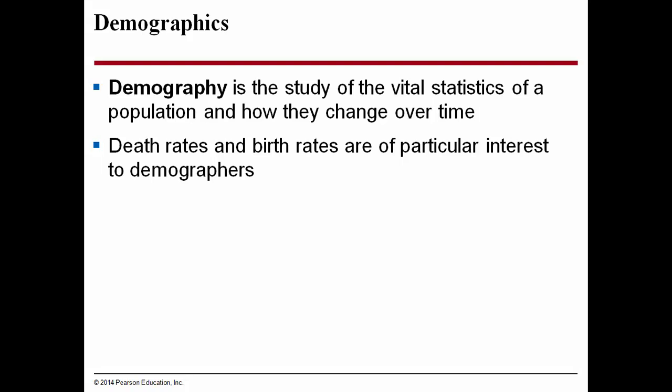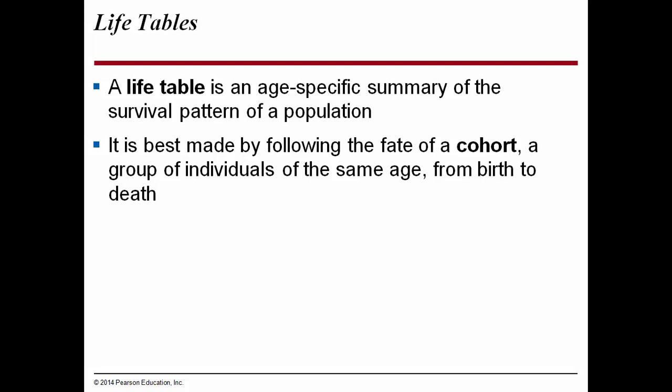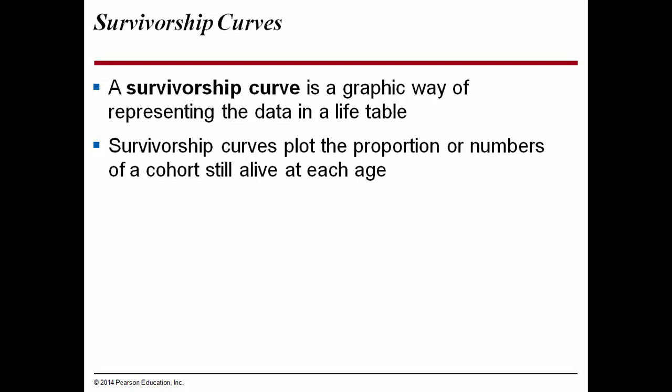Demography is the study of vital statistics of a population and how they change over time. Death rates and birth rates are of particular interest to demographers. A life table is an age-specific summary of the survival pattern of a population. It's best made by following the fate of a cohort, a group of individuals of the same age, from birth to death. A survivorship curve is a graphic way of representing the data in a life table. Survivorship curves plot the proportion or numbers of a cohort still alive at each age.